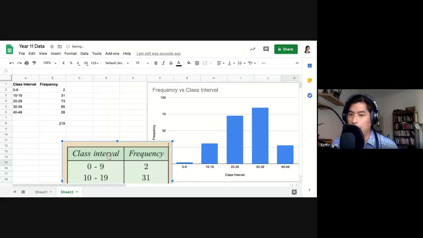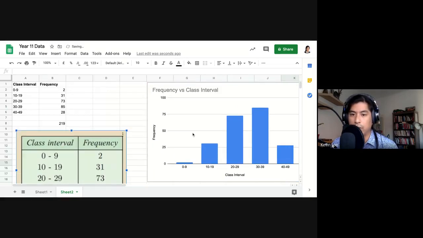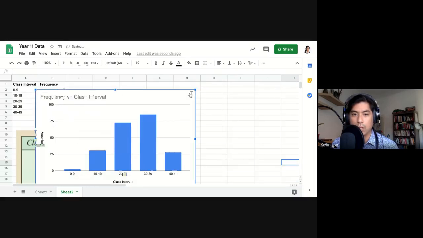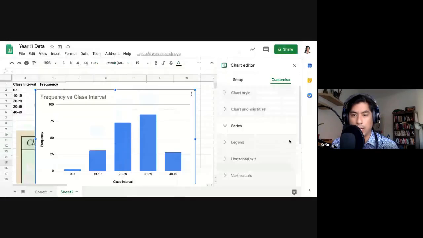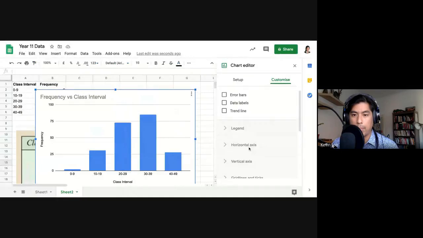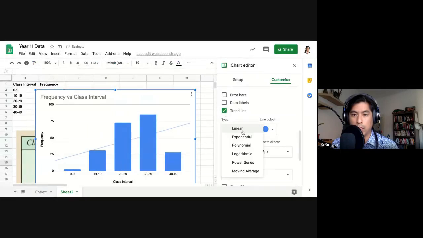So the modal class we already identified from the graph is 30 to 39. I wonder if I can add a trend line. Then I'll show you what this means. Let's see. Series, frequency. Trend line. Nope, none of these.